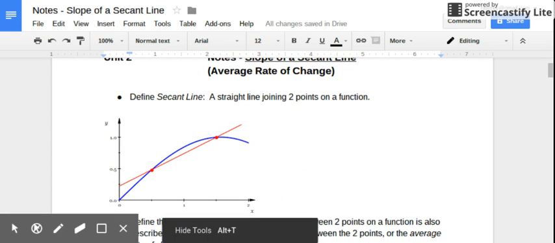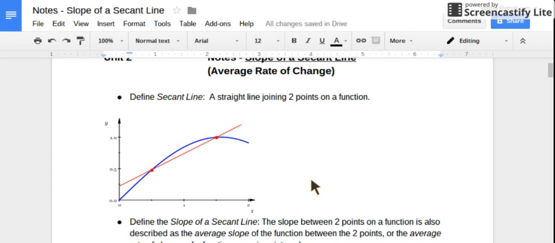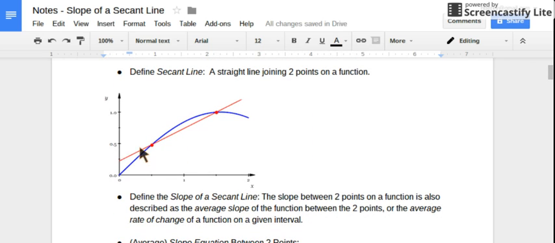Let's start there. A secant line is defined as a straight line that touches or intersects a function at 2 points. So if my function is this blue line, then I can draw a straight line that intersects it at 2 points, and that line is known as a secant line. I can find the slope of this secant line, and that is where we get a little fancy. If I find the slope of the secant line between these 2 points, that is also known as the average slope of this blue function in between those 2 points.